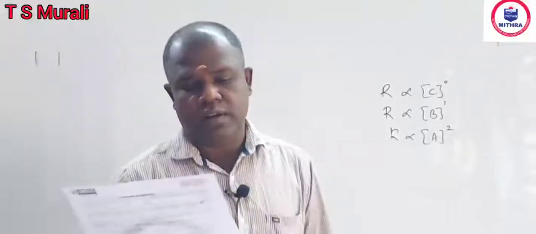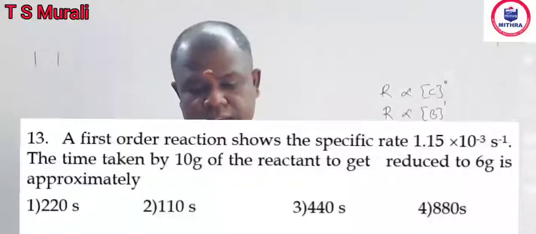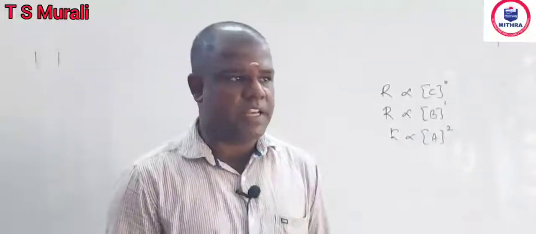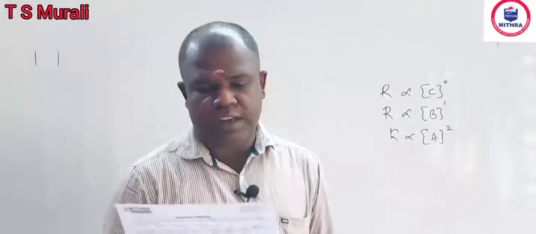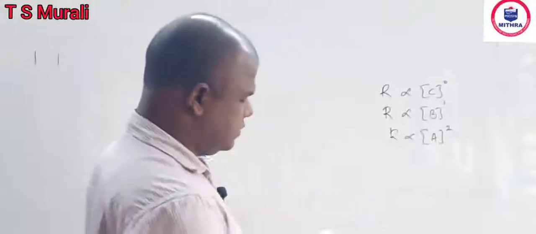You find it. 13th question. First order reaction, specific rate means K, rate constant. Specific rate is also another name of K. It is 1.15 into 10 raised to minus 3 second raised to minus 1. Of course, second raised to minus 1 is the unit of rate constant of a first order reaction. Time taken for 10 gram of the reactant to get reduced to 6 gram. Okay, so very easy question.